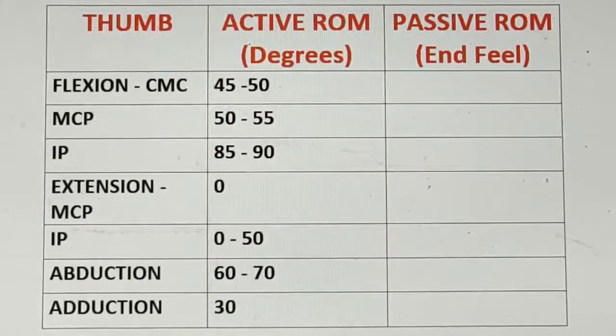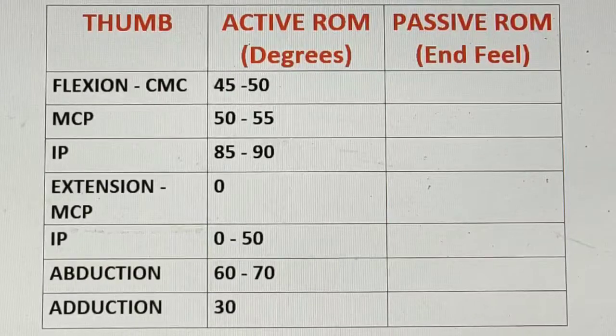Okay, for the thumb joints, we're going to be discussing the normative values. First, the flexion of the carpometacarpal, CMC, joint. On flexion, the active range of motion in degrees is 45 degrees to 50 degrees. There's no passive range of motion and end feel for the joints of the thumb, so we're not gonna be discussing that.